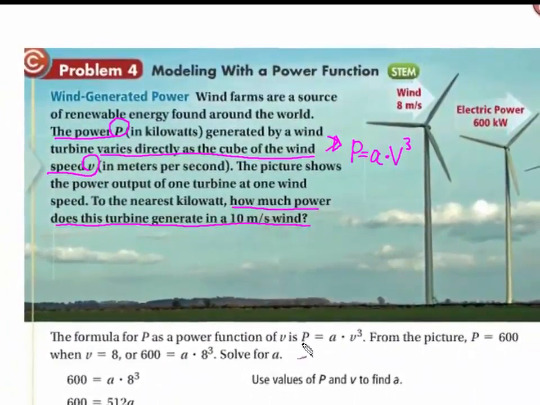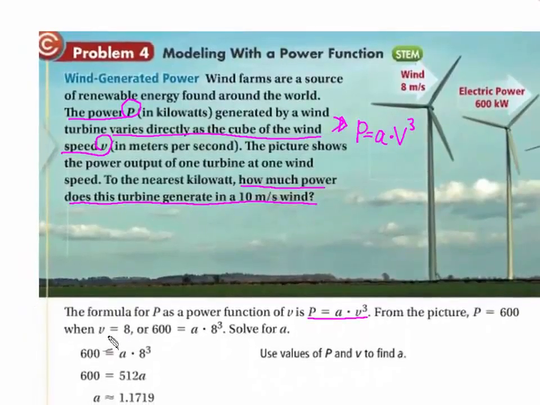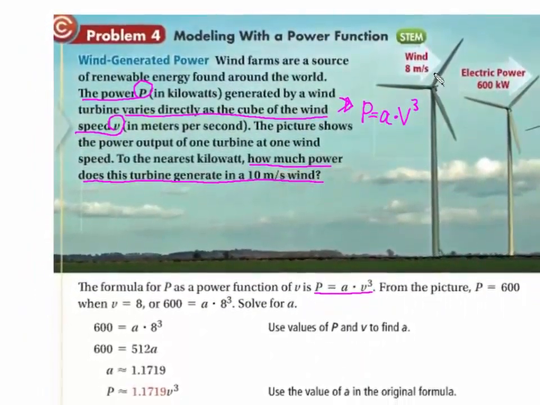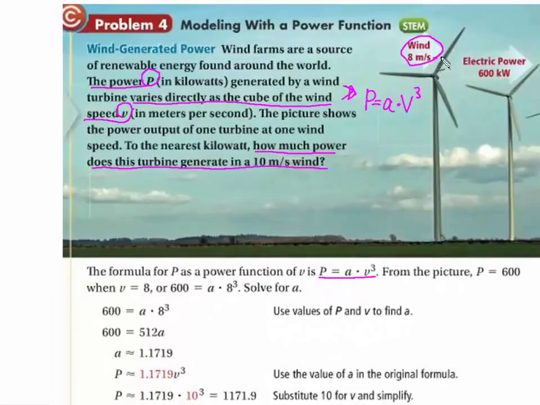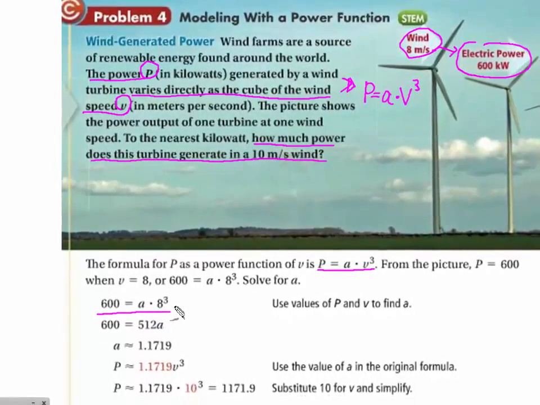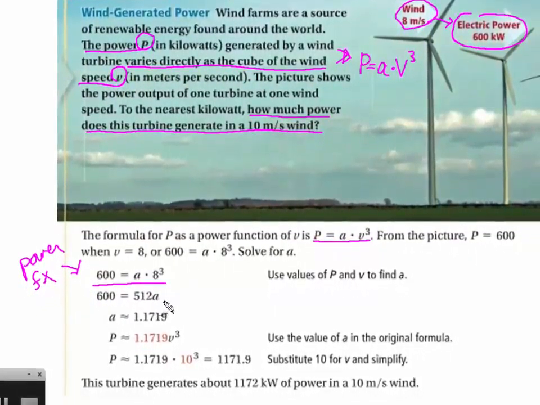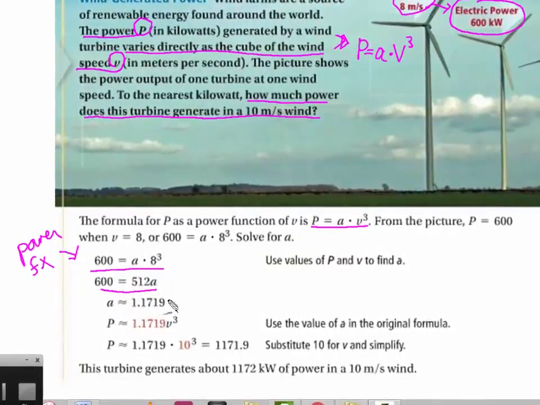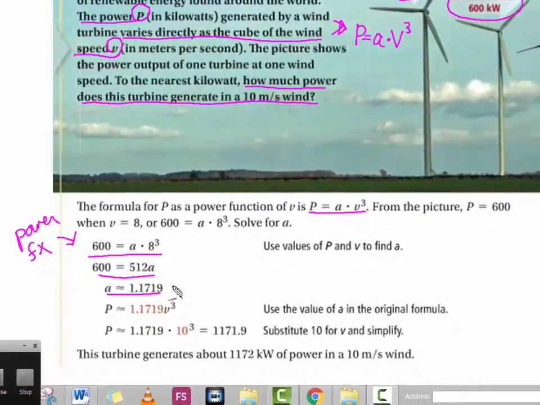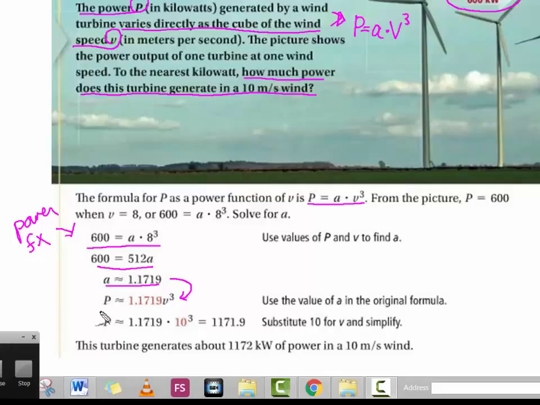Now the question is, how much power can this turbine generate in a 10 miles per second wind? Since we have this direct variation right there, and they give you data which is when the wind is 8 miles per second, it could generate that much power. So we set it up as the equation right there, which is a power function. Then we just solve for a. Once we find a, we can plug it back into the original equation, which is a power function again, and then solve for p when v equals 10. Then here's the answer.